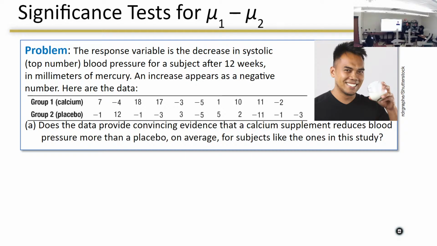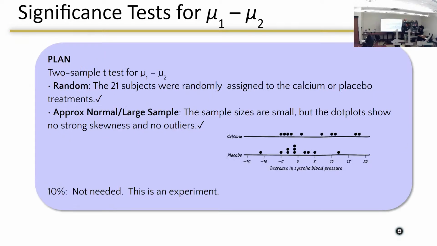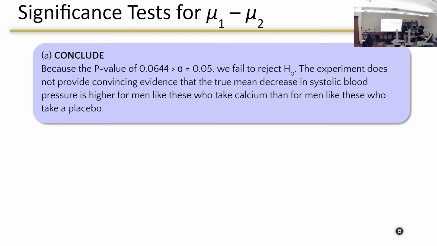Greater than. The experiment does not provide convincing evidence that the true mean decrease in systolic blood pressure is higher for men like those who take calcium than for men like these who take a placebo.